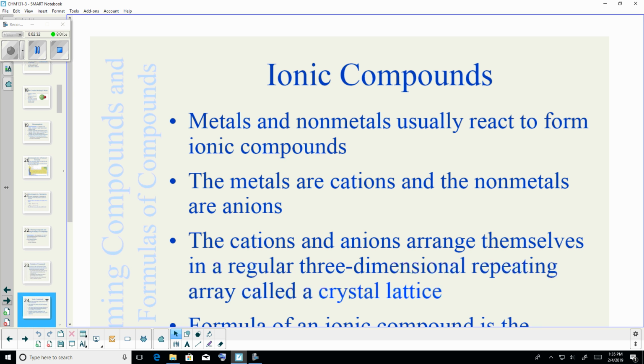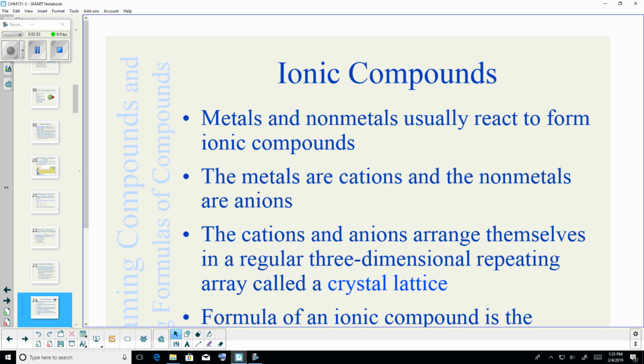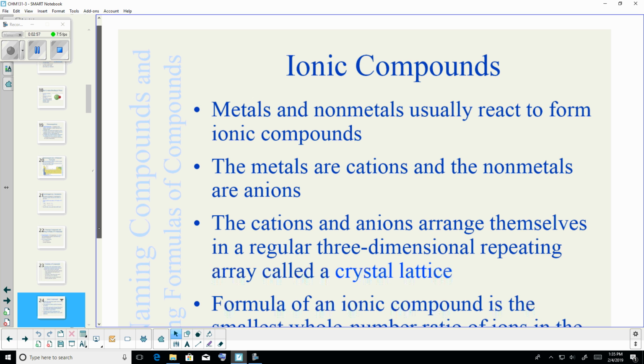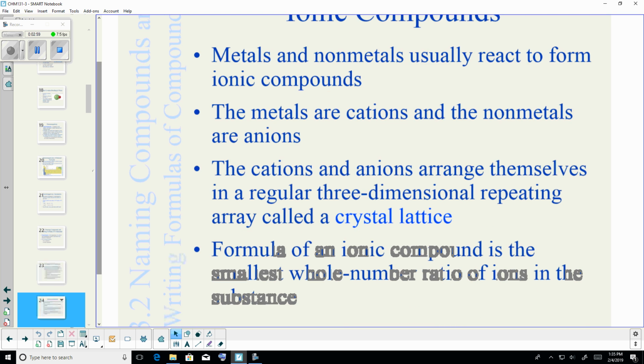So how do you name ionic compounds? Those are formed from a metal and a nonmetal. The metals are the cations. The nonmetals or metalloids are the anions. So they don't form a molecule, they form what's called a 3-dimensional repeating array called a crystal lattice.